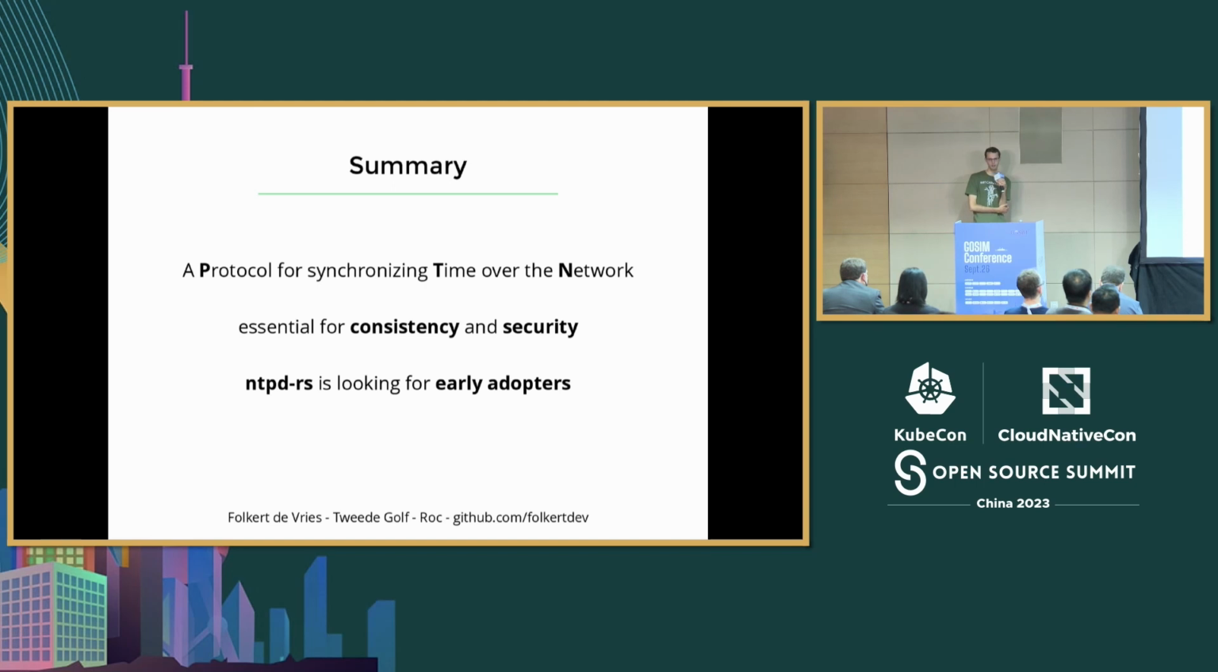So, in summary, NTP, the Network Time Protocol, is a protocol for synchronizing time over the network. It is essential for consistency, making sure that we don't receive messages before they're sent, and also for security, so making sure that we can invalidate or revoke keys and certificates. And ntpd-rs is a Rust implementation of NTP that is now fully featured. It's pretty much doing anything that normal people might want. And we're looking for early adopters, users, and feedback.